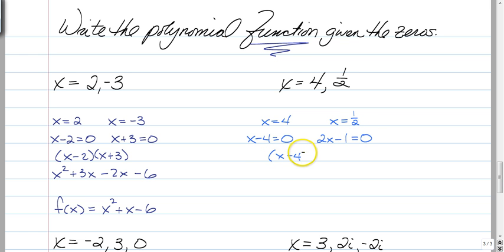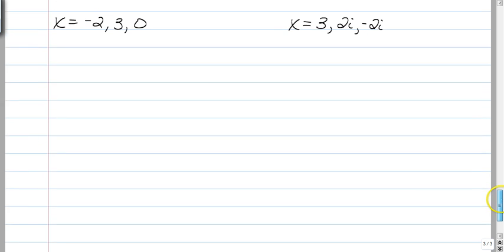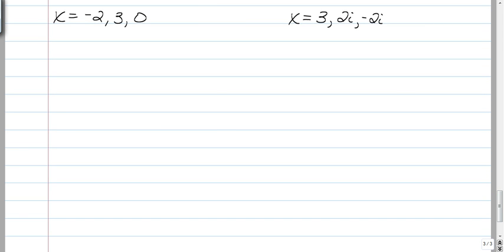So now we have an x minus 4 and we have a 2x minus 1. You're going to FOIL again. So you're going to have 2x squared minus x minus 8x plus 4, which is going to give us f of x is equal to 2x squared minus 9x plus 4. And we're good. So that's it. Writing a polynomial function given zeros is just FOILing. You just have to think about where they come from. It's just working backwards with something you're very familiar with.